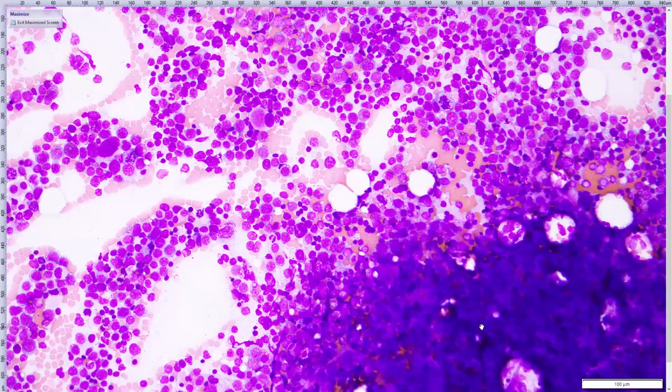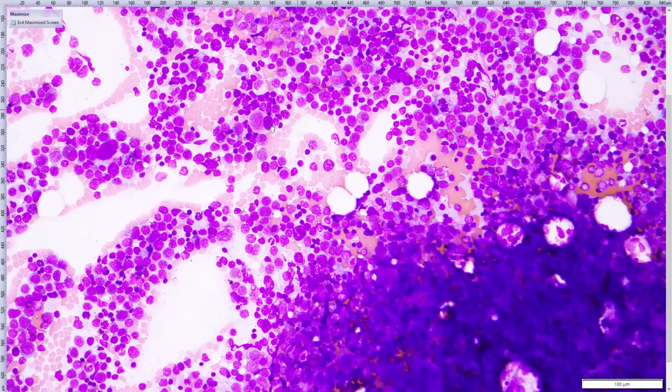Let's go around to see if there is more megakaryocytic dysplasia. This one here is a monolobated megakaryocyte.